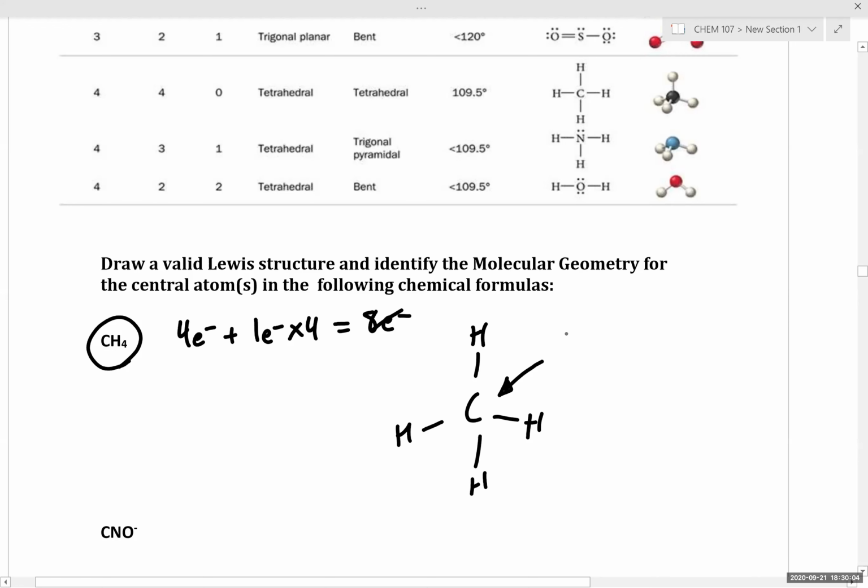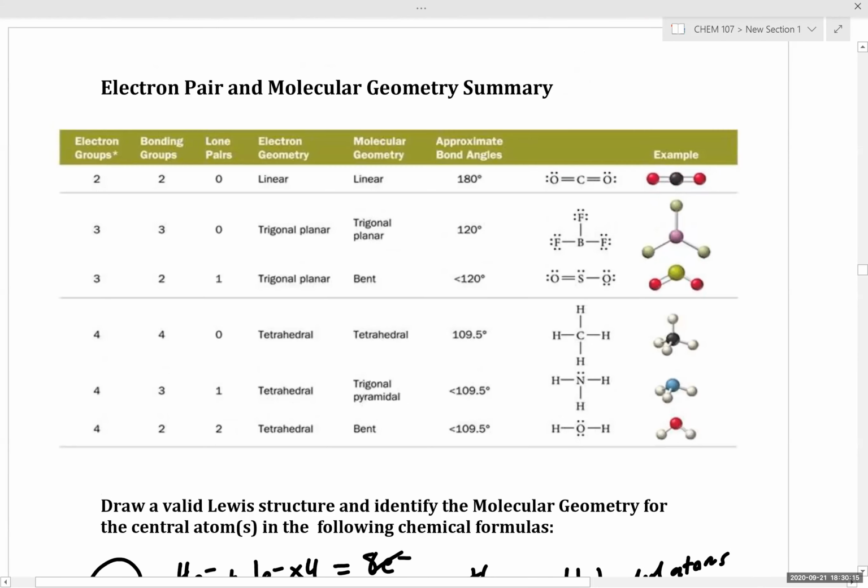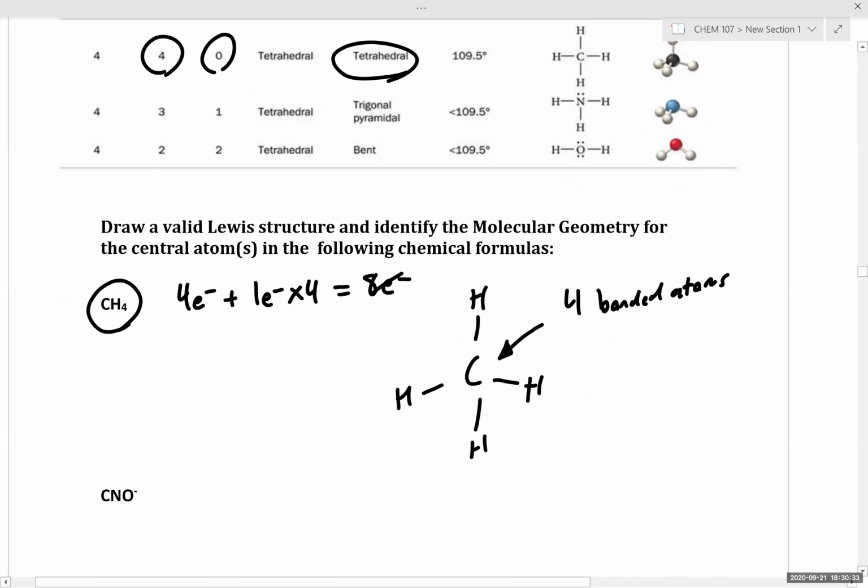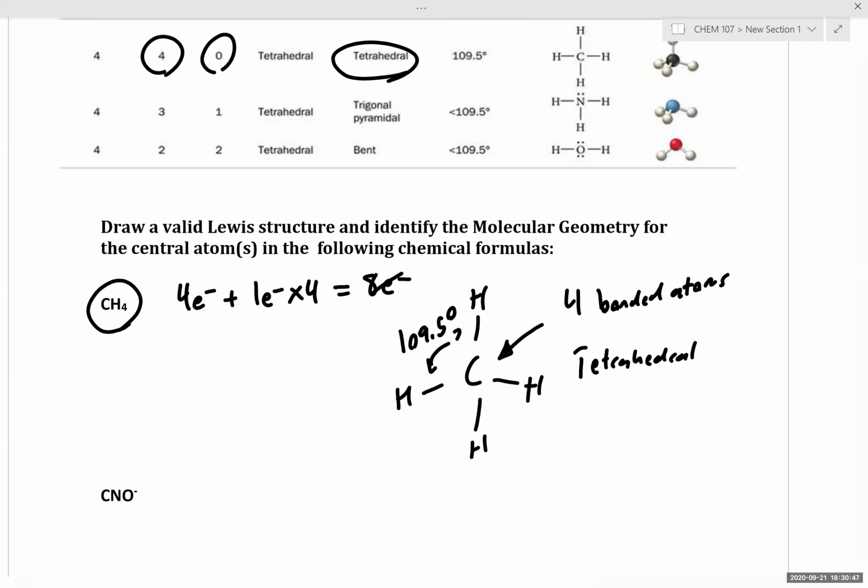Looking at my central atom, remember, geometry is determined for each atom individually, each central atom more specifically. So looking at this carbon, we see it has 4 bonded atoms. So not just bonds, but bonded atoms. If I look at my table, what molecular geometry corresponds to 4 bonded atoms with 0 lone pairs? What geometry do I read off from my table? Tetrahedral? Yep, exactly right. Tetrahedral. And as a result, my bond angles are 109.5 degrees. Tetrahedral molecules have 3-dimensional shape. They, quote unquote, spring out of the page. Any questions on this example?